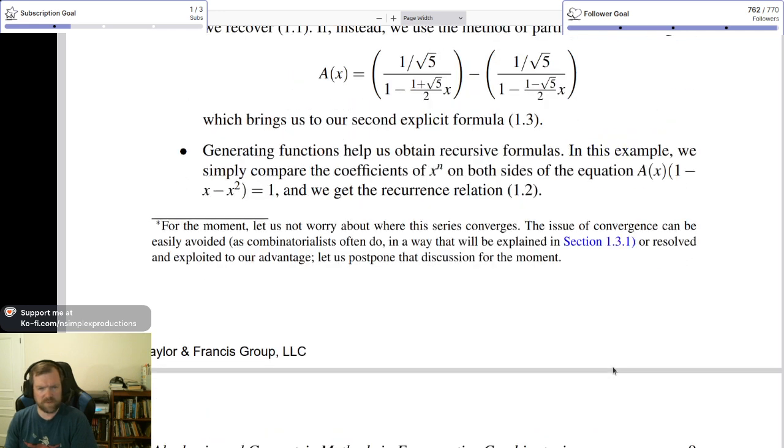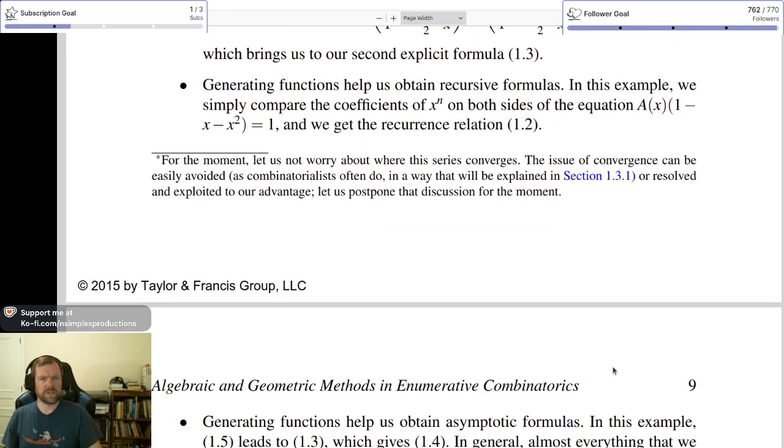Generating functions help us obtain recursive formulas. In this example, we simply compare the coefficients of x to the n on both sides of the equation A(x) times the quantity 1 minus x minus x squared is equal to 1. And we get the recurrence relation 1.2.